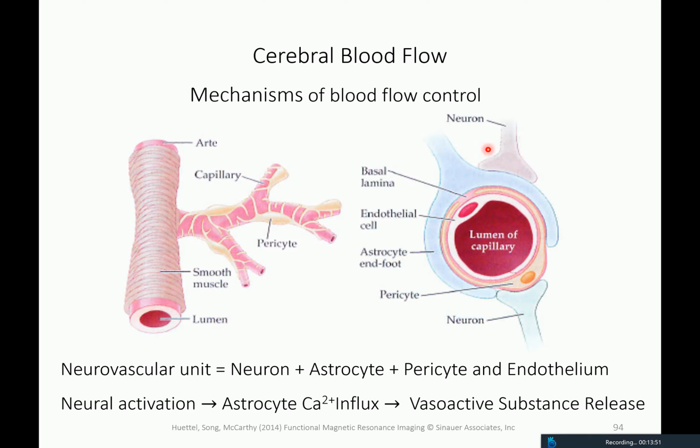For example, neural activation inducing astrocyte calcium influx, and then the release of vasoactive substances that lead to a constriction. Yeah? So maybe to emphasize, for me, that's how it is. It's interesting, and it's not somehow surprising, but it could be different. So I think this is the point here.